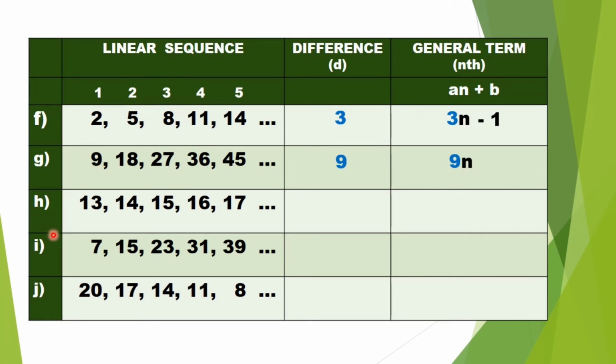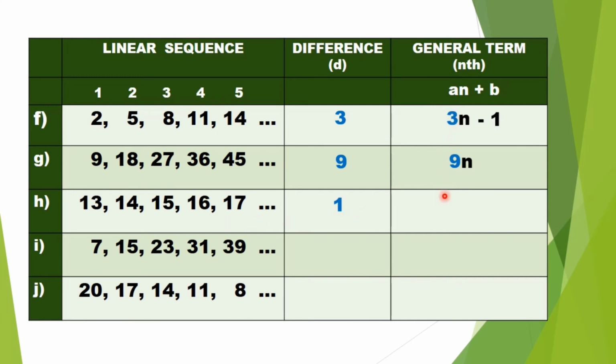Letter H. Sequence 13, 14, 15, 16, 17. Find the difference. 14 minus 13 is 1, 15 minus 14 is 1, 16 minus 15 is 1, 17 minus 16 is 1. So their common difference is 1.